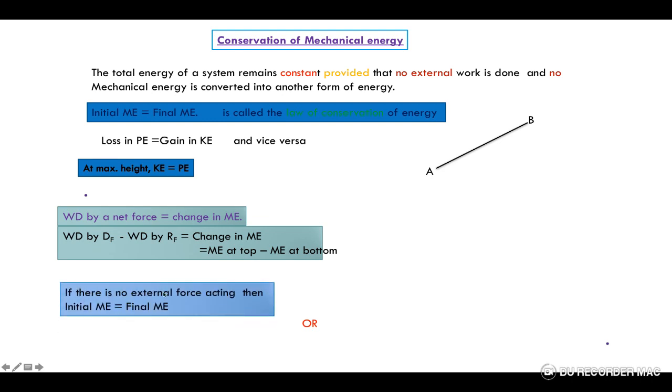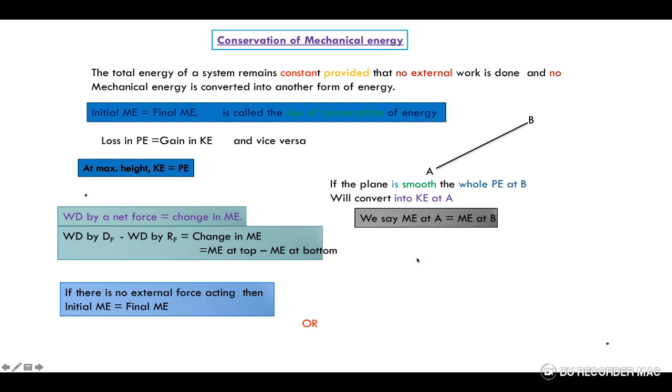If there is no external force acting, then initial mechanical energy is equal to final mechanical energy, as I told in the beginning. This is the law of conservation of energy. Now, if the plane is smooth, the whole potential energy at B will convert into kinetic energy at A. We say that mechanical energy at A is equal to mechanical energy at B.